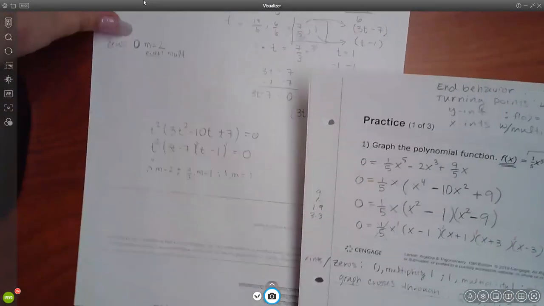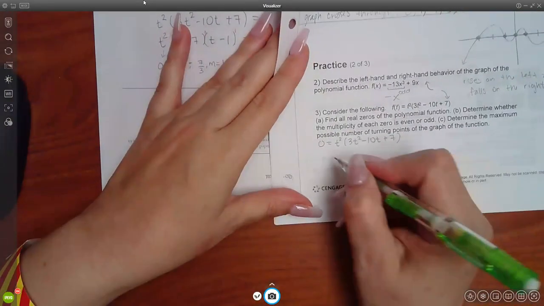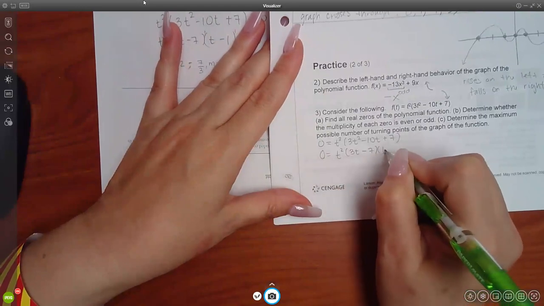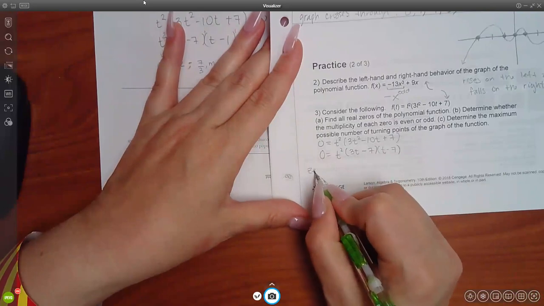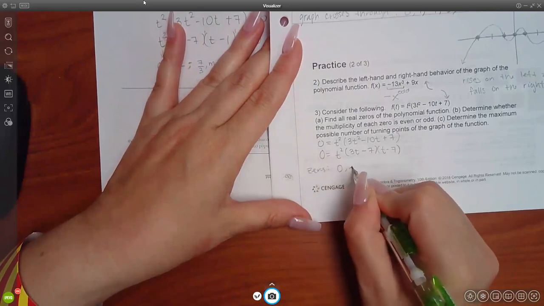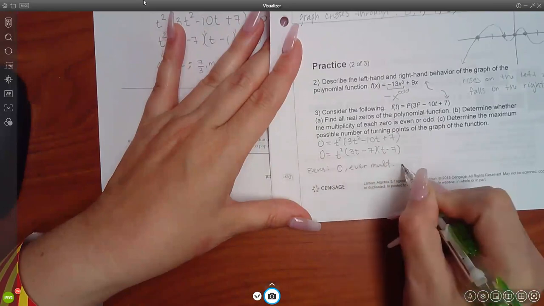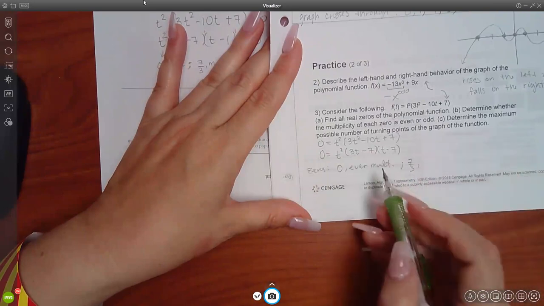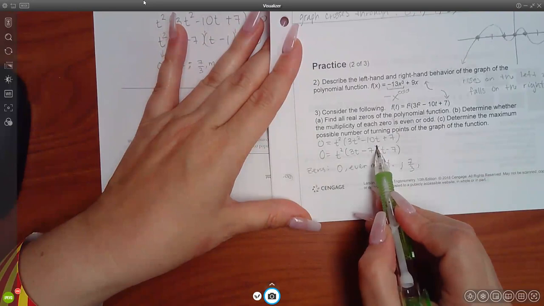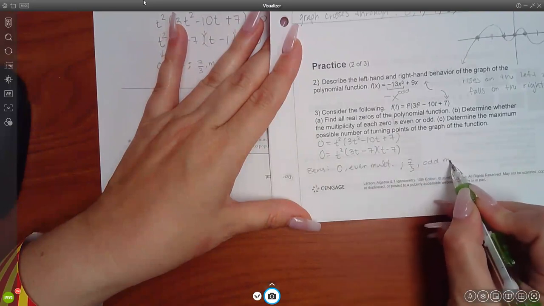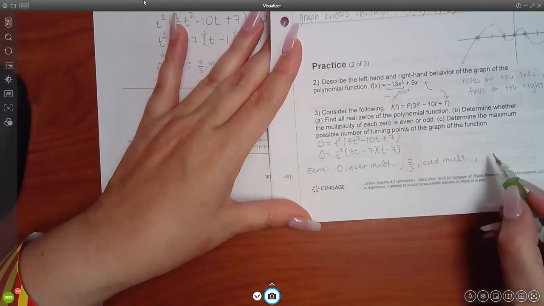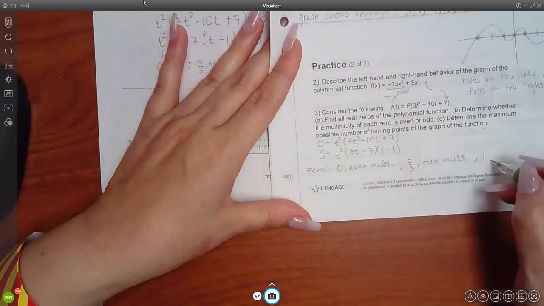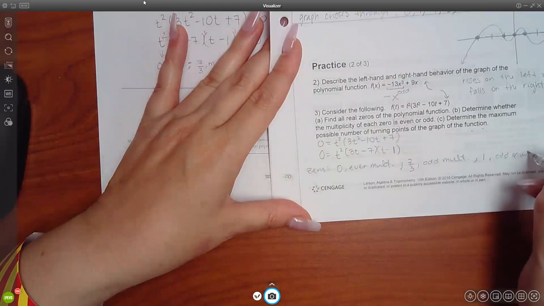I'm going to go back to my paper. I'll put this in the group whenever I scan it. But for here, we're going to say that our zeros are 0 with even multiplicity, and then 7/3 with what kind of multiplicity? Is the multiplicity even or odd? It's odd, it's just a 1, right? And then the last guy would be, not 7, where did I get 7 from? It should be 1. It'll be 1 with, again, odd multiplicity.